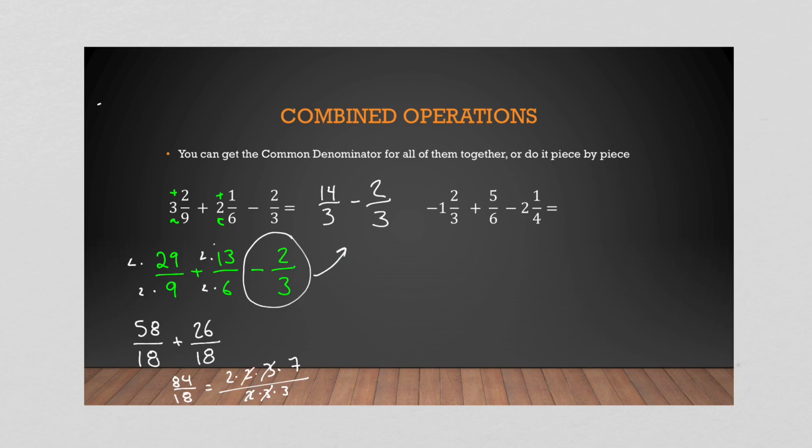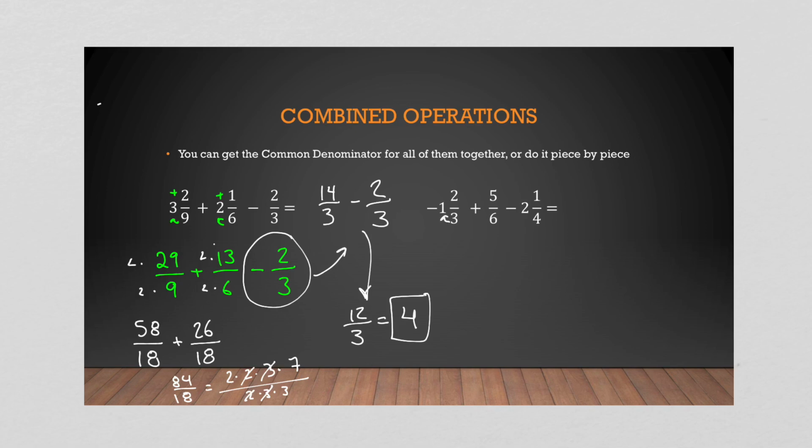So not having gotten a common denominator with all of them keeps me from having to worry about that. And now 14 minus 2 is 12 over 3, and 12 divided by 3 is 4. Now, if you'd gotten a common denominator with all of them, you would have ended up here anyways, but you can see sometimes it's not necessary.